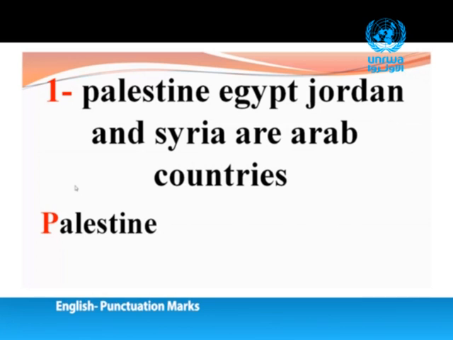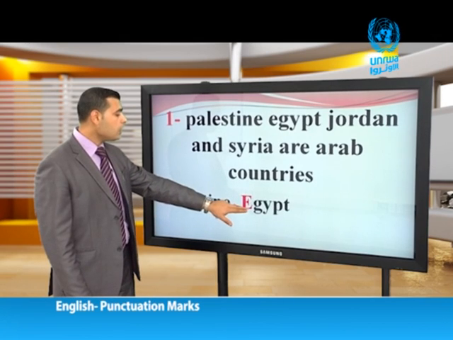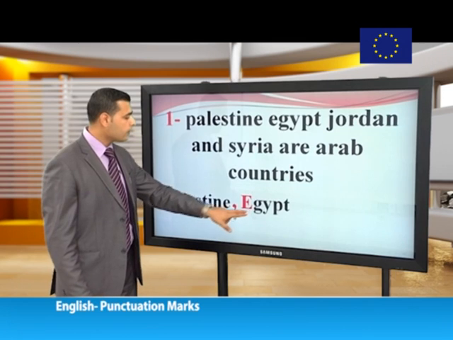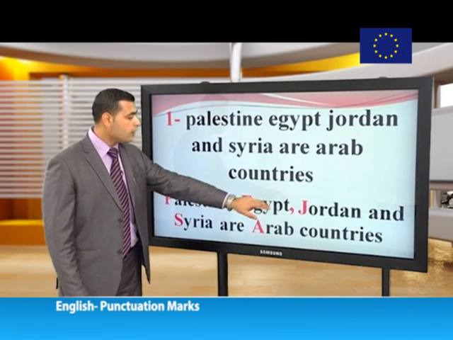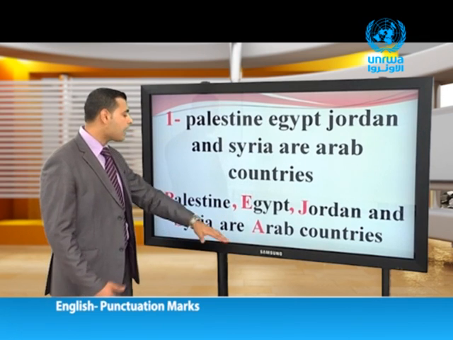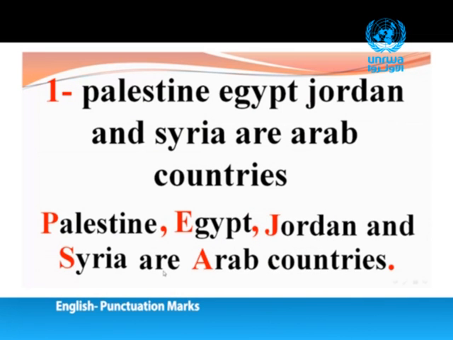Palestine, it's written with a capital P because it's a name of a country. Here we have a comma. Egypt, it's written in capital because it's a name of a country. Another comma. Jordan, it's written in capital as well. And Syria are Arab countries. At the end we have the full stop.